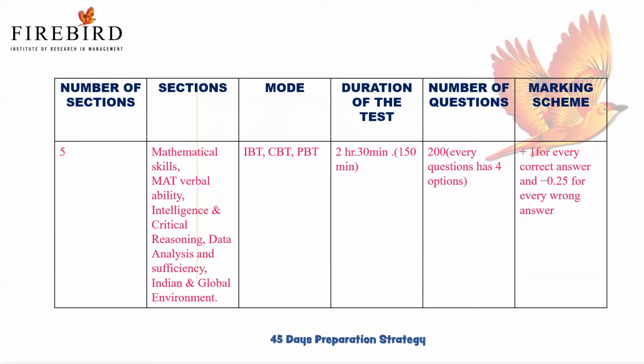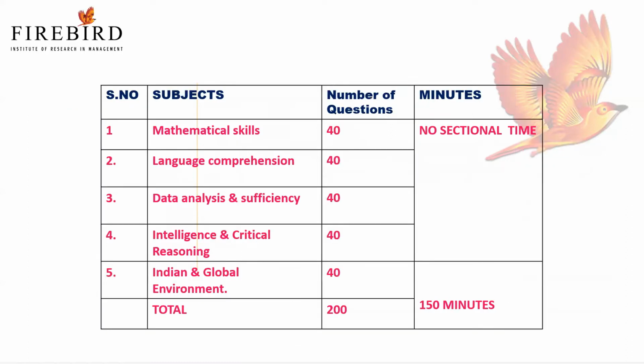They'll ask you 200 questions and you'll get plus 1 mark for every correct answer and minus 0.25 for every wrong answer. The sections included in the MAT exam are mathematical skills, language comprehension, intelligence and critical reasoning, data analysis and sufficiency, and Indian and global environment. Now, let us see the exam pattern.